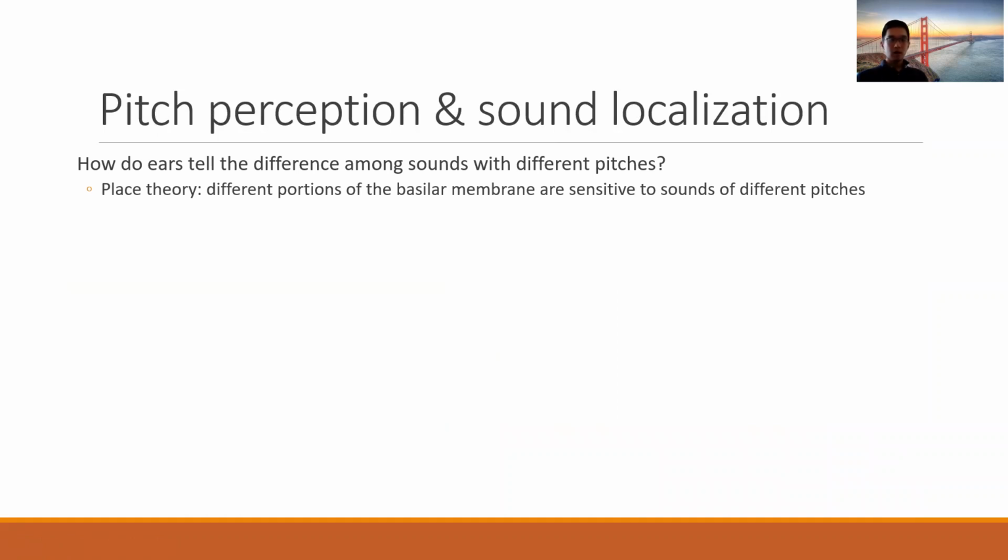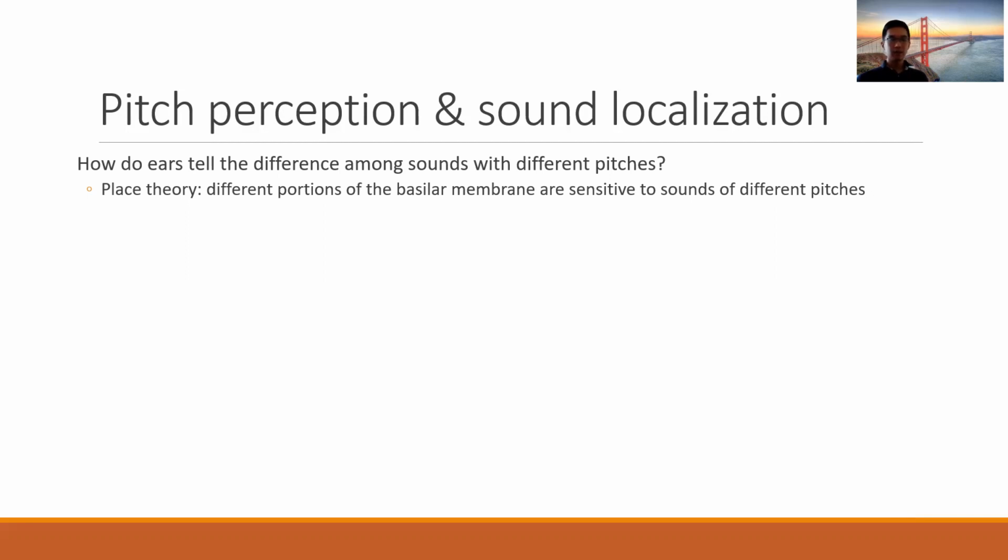The question: how can our ears know the sound with a certain pitch or certain frequency? How do ears tell the difference among sounds with different pitches? How do we tell do, re, mi, fa, sol, la, ti, do? How do we tell the difference between do and la, and mi and fa?